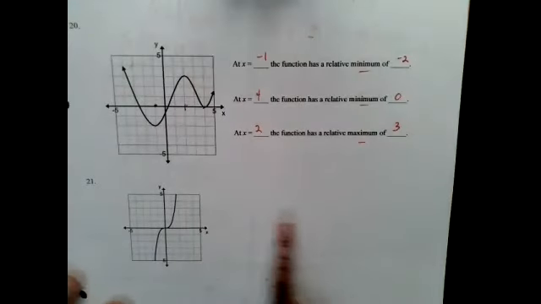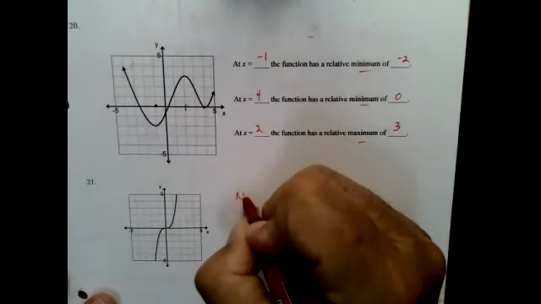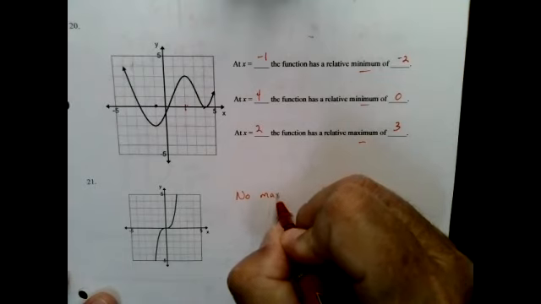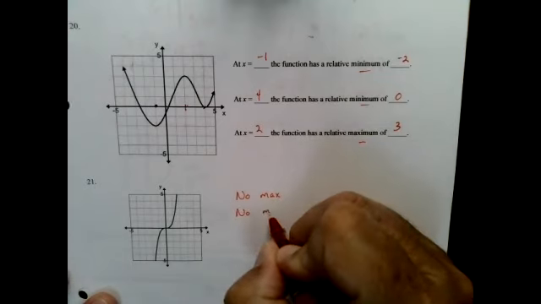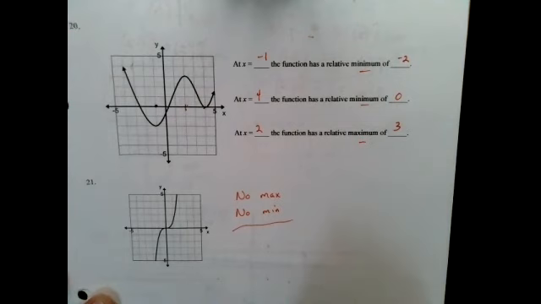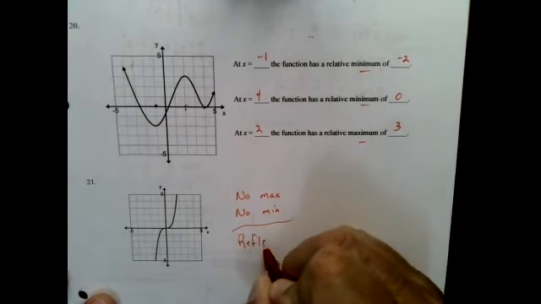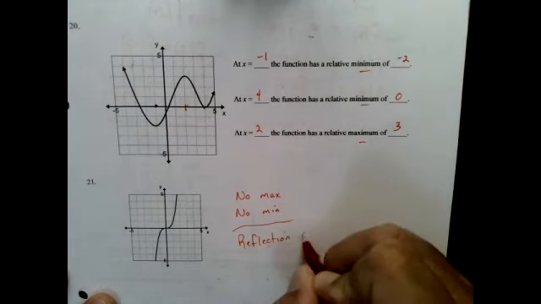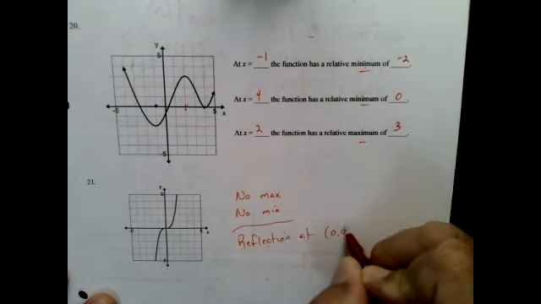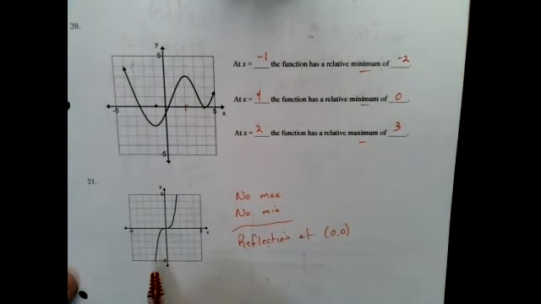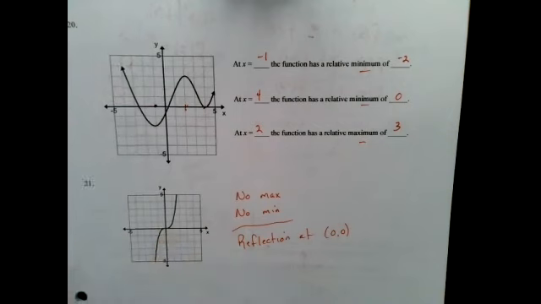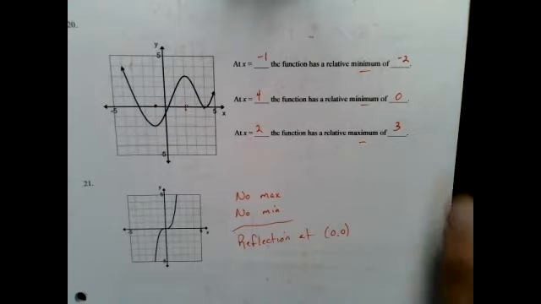Uh-oh, there's no wording over here. There is no max. There is no min. For my calc students, this has a reflection at 0, 0. It's called a reflection. I go from something called concave down to concave up. You don't need to worry about that. But that's something coming up in the future.